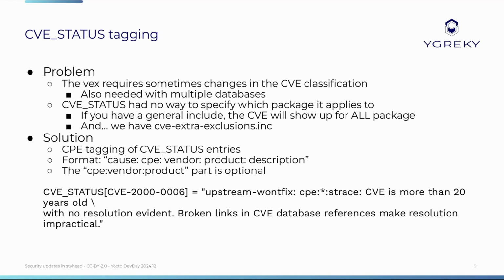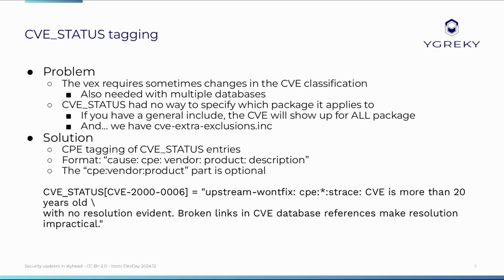And as a side effect of that, we had a problem that we were getting CVEs that reside in general includes, like the CVE exclusions in basically every single package. This is because the CVE status didn't have a way to specify which package it applies to. If you put a CVE status in a specific recipe of a specific package, there's no problem because it applies only to this one. But if it's a generic include, that causes a little bit of trouble.